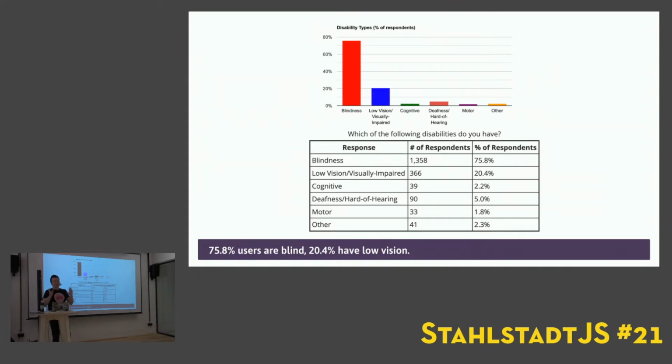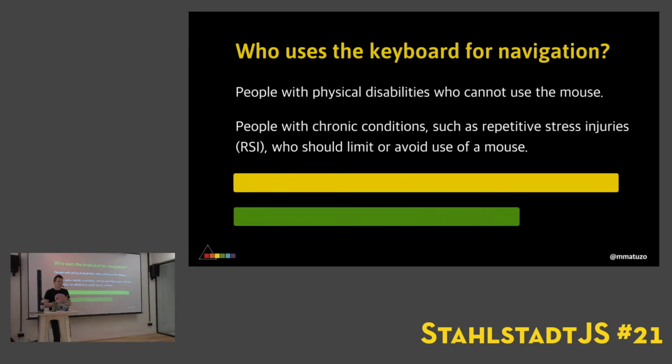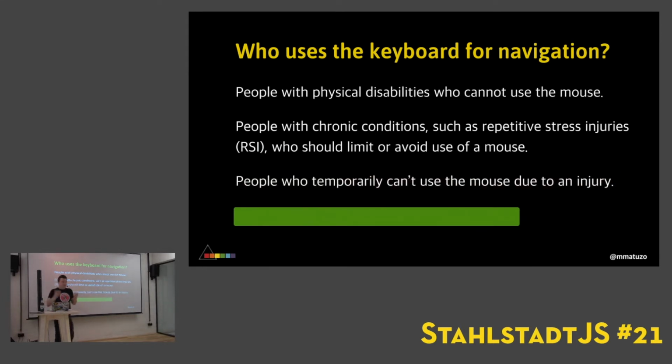Okay, so we know that the mismatch between visual order and DOM order is a problem. But who's using a keyboard anyways on the web? Well, people with physical disabilities who cannot use a mouse, for example, someone who has just one arm. Or people with chronic conditions such as repetitive stress injury. People who should limit or avoid the usage of a mouse. Or people who temporarily can't use a mouse because they have an injury, a broken arm.